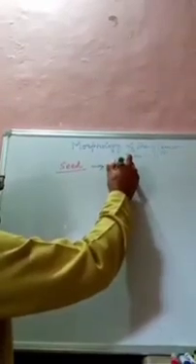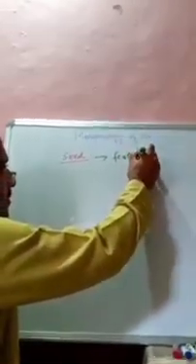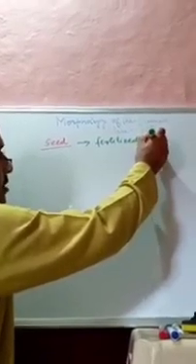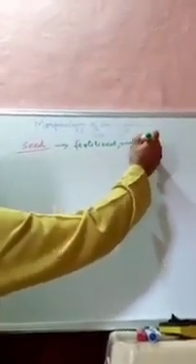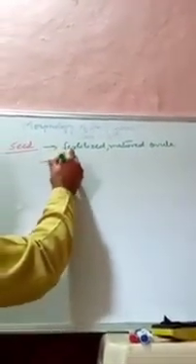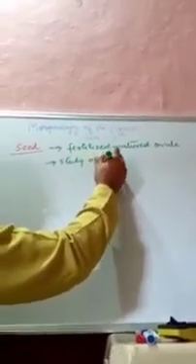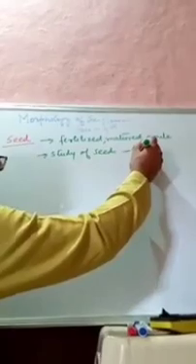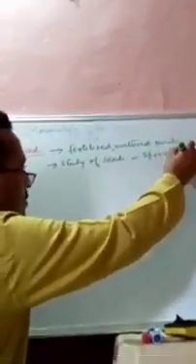Seed is the fertilized, matured ovule. Now, what is the seed? Seed is simply the fertilized, matured ovule, and the study of seeds is known as spermology. Spermology. So what is seed? Seed is the fertilized matured ovule, and the study of the seed is called spermology.